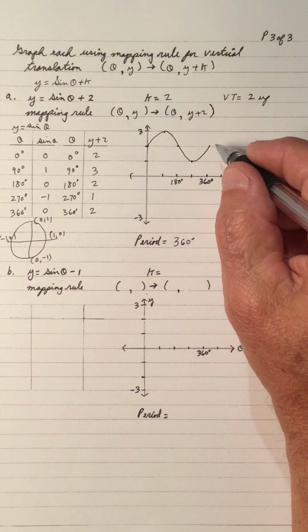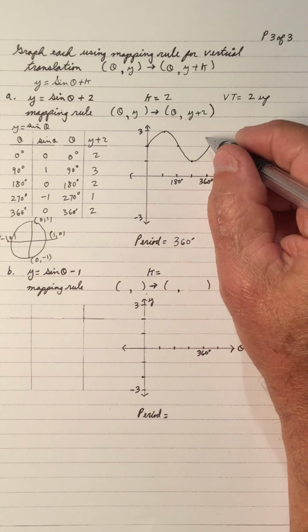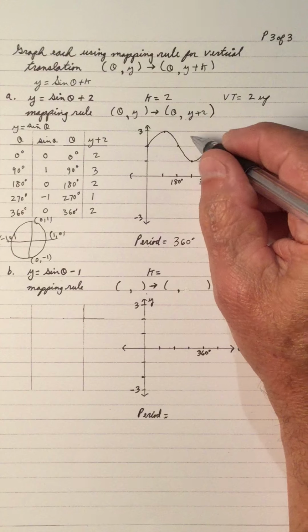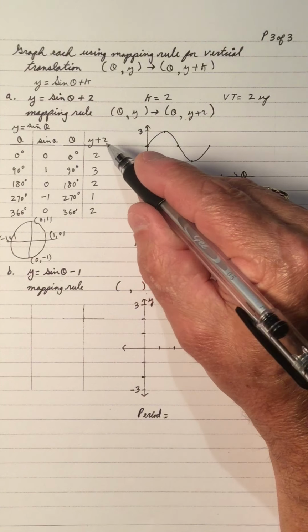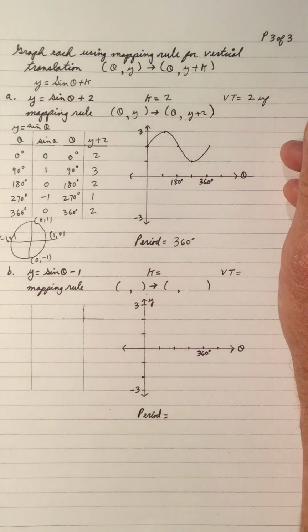And more discussion will be pertaining to, notice the graph has moved up. All points have moved up 2. 2 is being added to all the y values here. So the graph moves up 2.